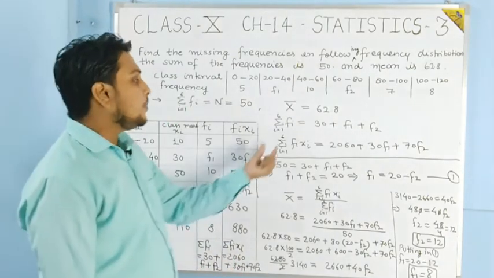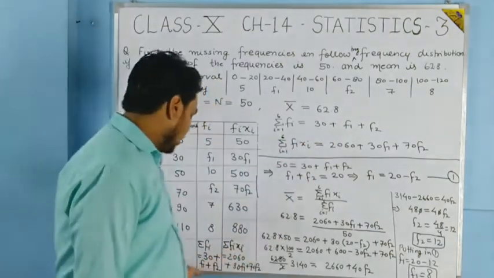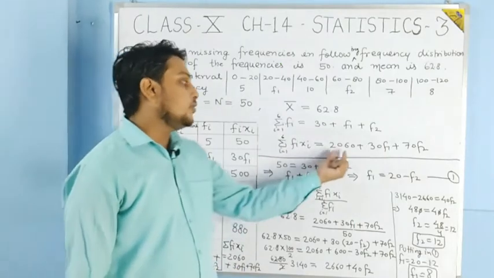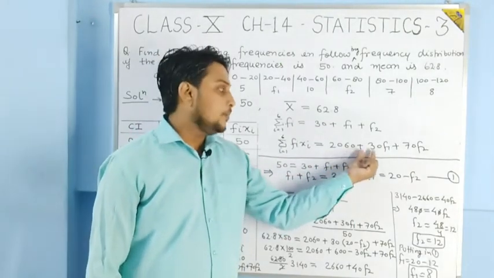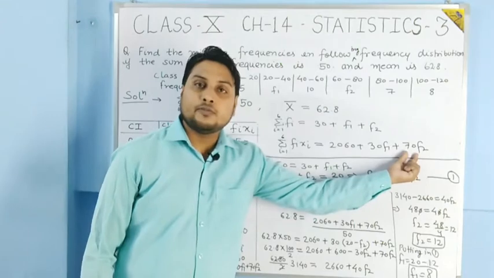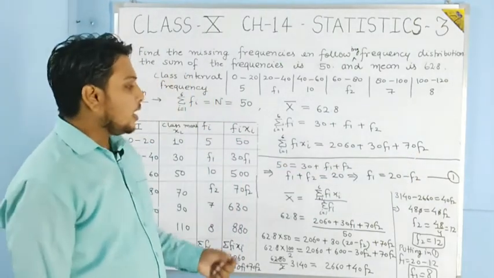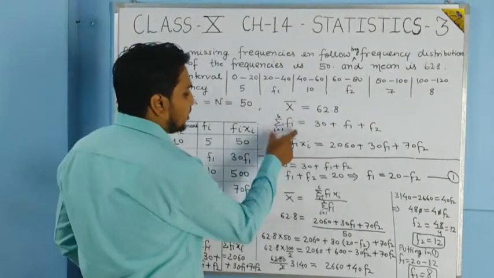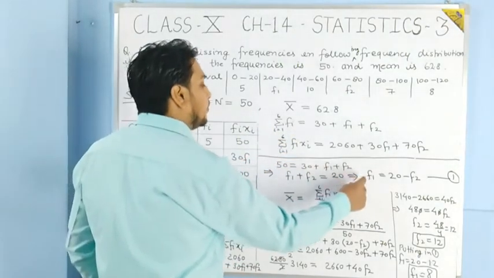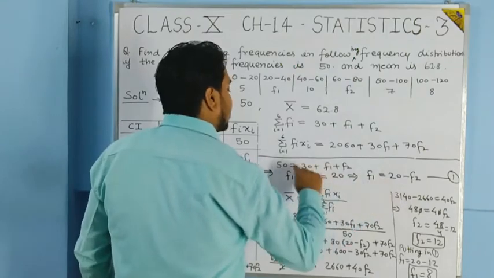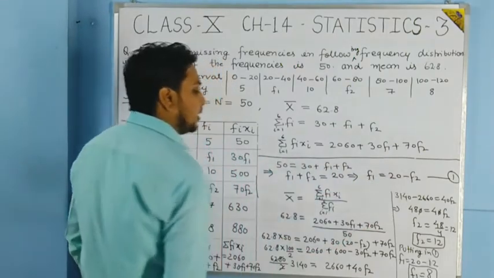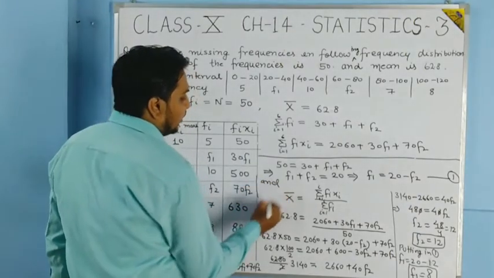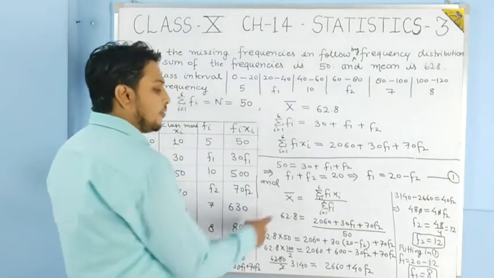The sum of frequencies is coming what? 30 plus F1 plus F2, and the sum of FiXi is coming 2060 plus 30 F1 plus 70 F2. After this students, we had the value of the sum of frequency, that is 50. So we made the first equation, after solving this, that F1 is equal to 20 minus F2. And then we know that the formula of mean is what?